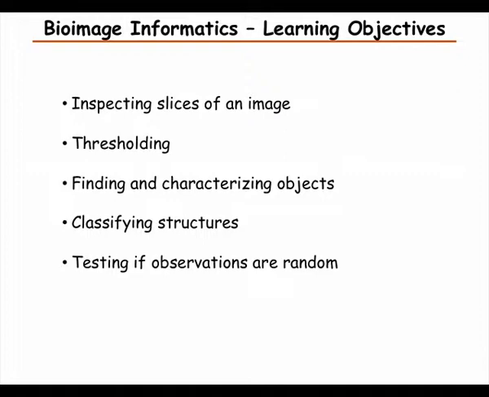I'm going to talk a little bit about, to start with, cutting a slice through an image and looking at it as a one-dimensional signal. A little bit about different ways to do thresholding, and then how one can find and characterize objects in an image, and then also how to classify some simpler structures. And then we'll get into doing a little bit of simple simulations to see if what we see of different particles overlapping is random.